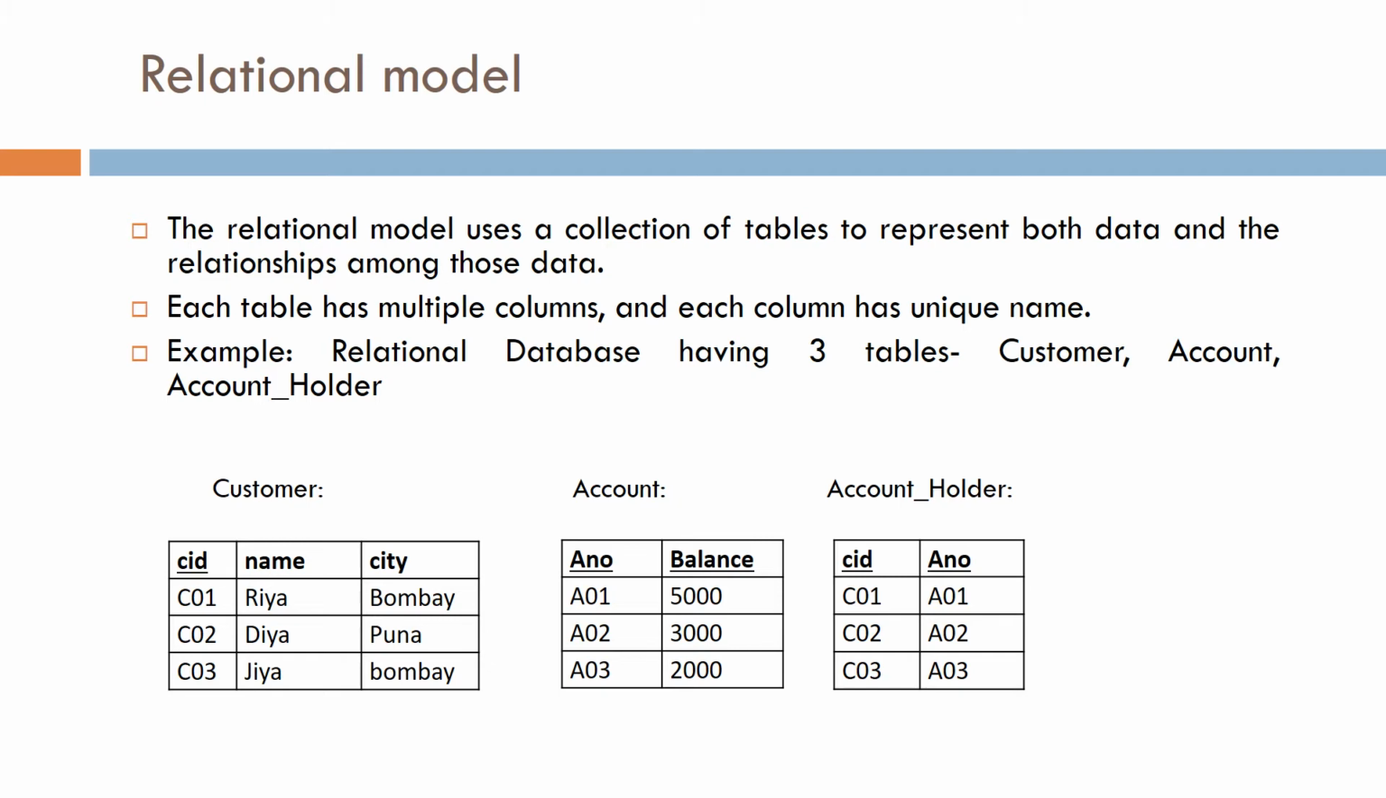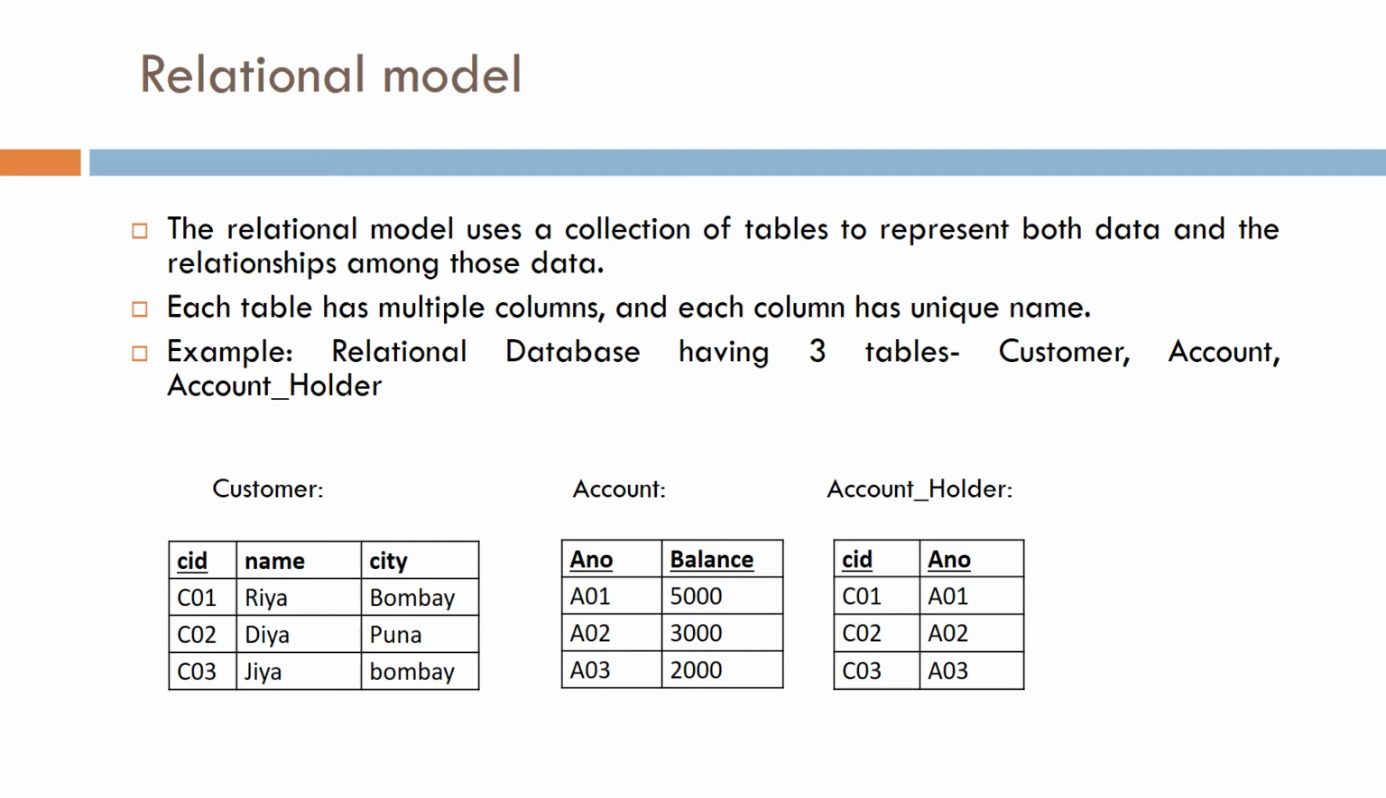Relational model, which is the example of record-based data model. Here the relational model uses a collection of tables to represent both data and the relationship among those data. Each table has multiple columns and each column has a unique name. For example, relational database having three tables: customer, account, and account_holder.